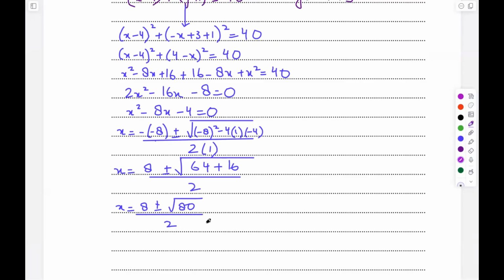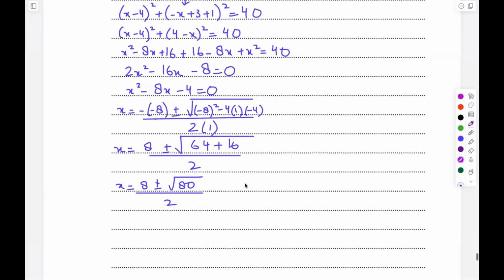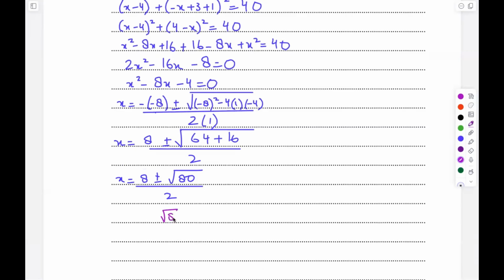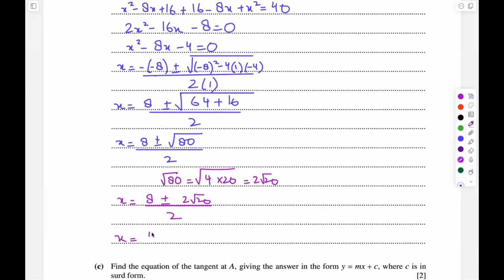Now we have to give our answer in surd form. So square root of 80, we can write as square root of 4 times 20. We know that the square root of 4 is 2, so that will become 2 root 20. So the x coordinate will be 8 plus minus 2 root 20 upon 2. And dividing both of the terms by 2, the x coordinate will become 4 plus minus root 20.